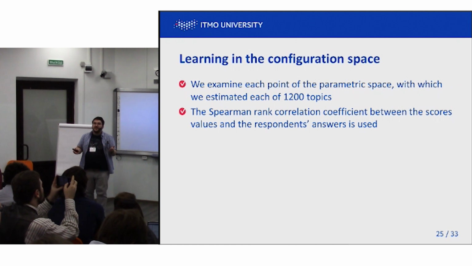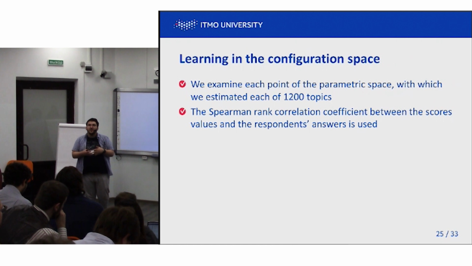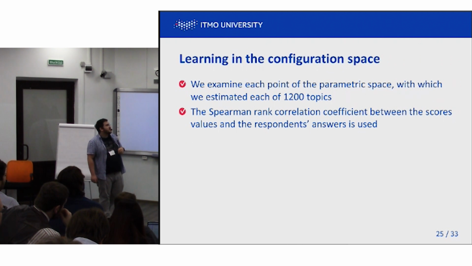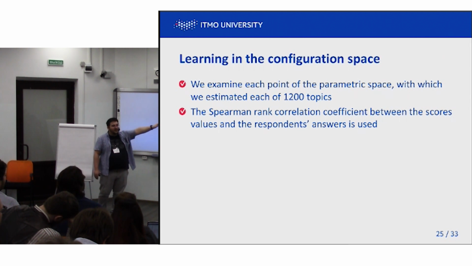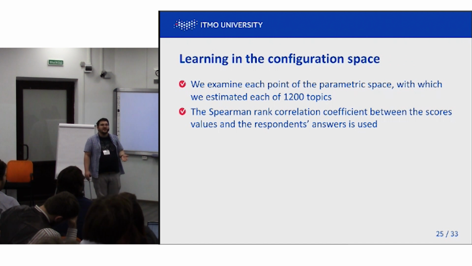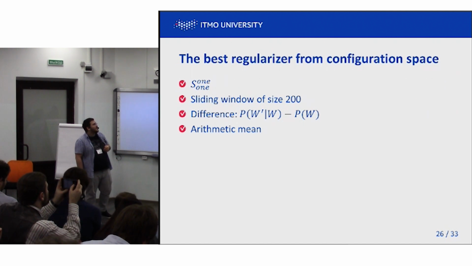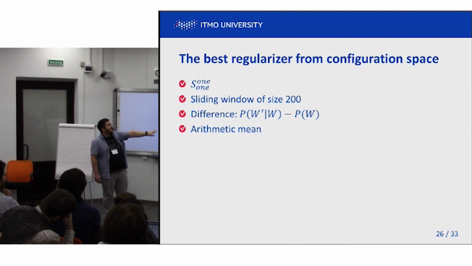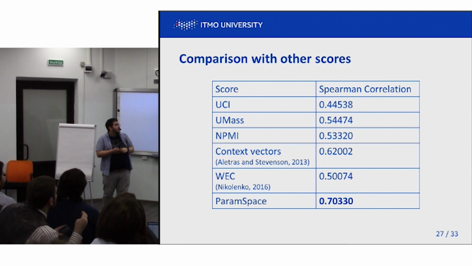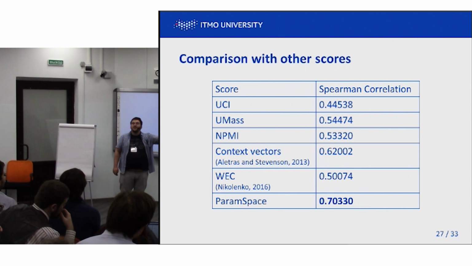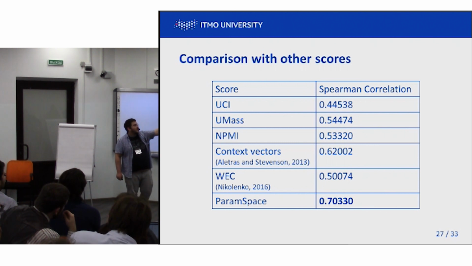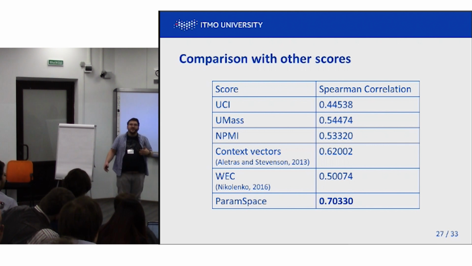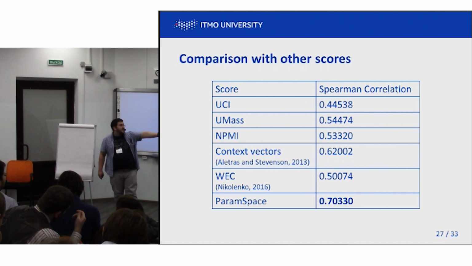So now we have a labeled data set, and we want to find an element of our configuration space which would be the best to predict these assessor labels. We use the Spearman rank correlation coefficient between the scores of the model we have learned and the assessors' marks. So the best regularizer was this one: each pair, sliding window of size 200, difference, and arithmetic mean as the aggregation measure. This regularizer outperformed, and the difference is quite big, all the models we have compared to. All these models were also trying to predict how interpretable topics are, and we are much better than everything we have compared to.